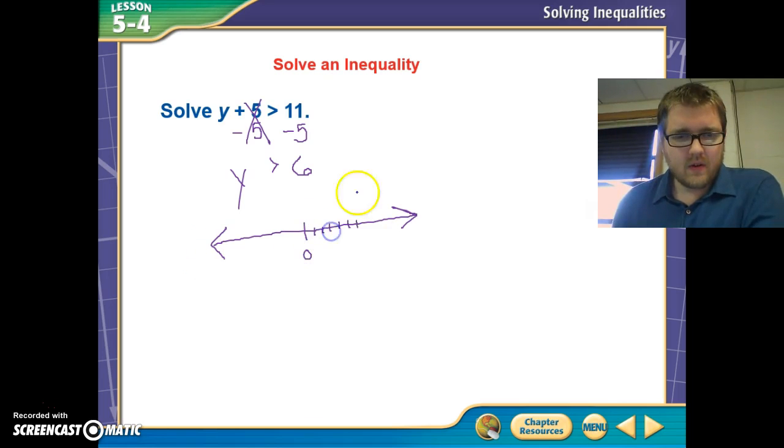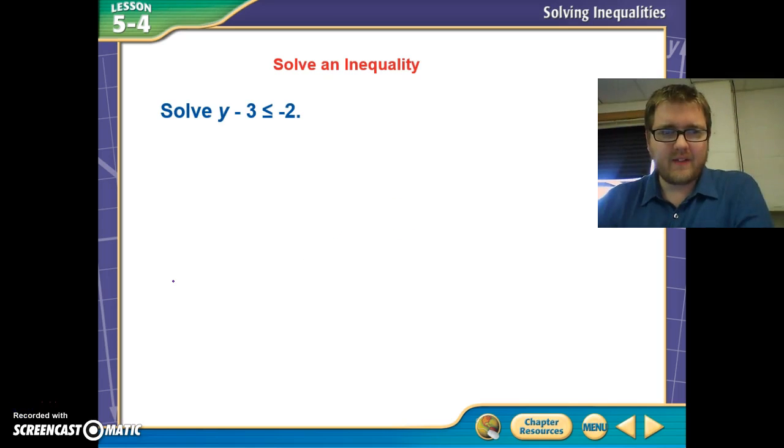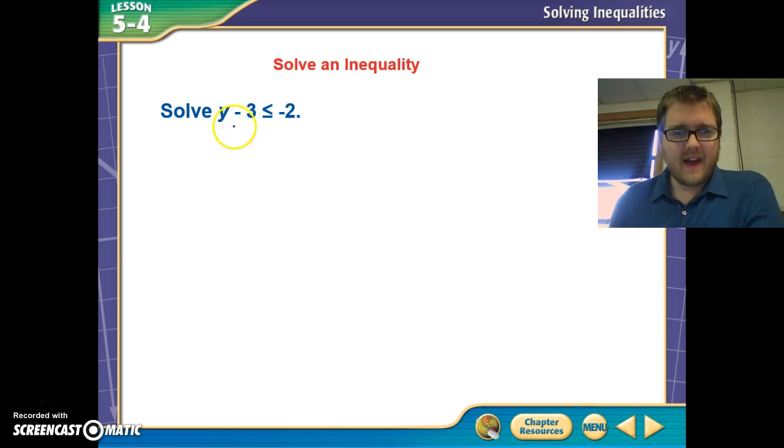So that's that example. For our second example, we have y minus 3 is less than or equal to negative 2. So again, just going to add 3 to both sides to get the y by itself. So I get y is less than or equal to negative 2 plus 3, which is 1. On a number line, we'll draw a closed circle at 1 and shade to the left.